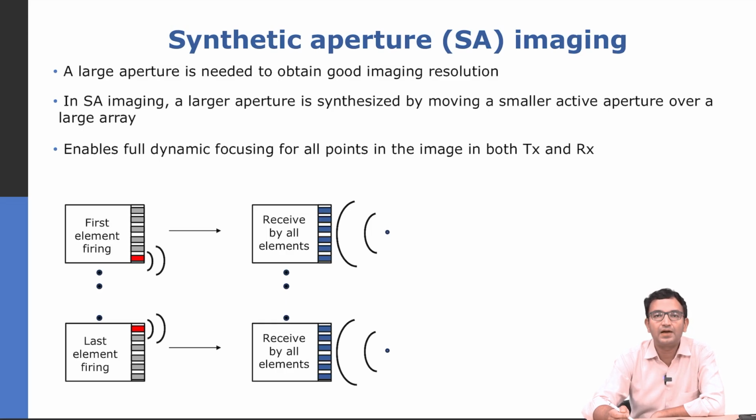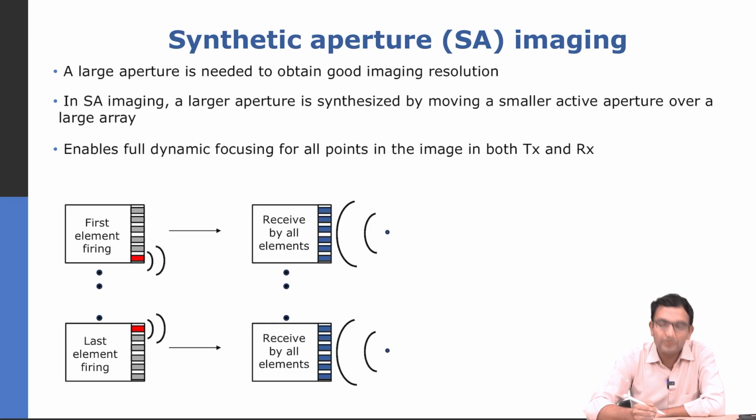So what is synthetic about this synthetic aperture imaging? Let's understand that. Typically when you are performing imaging, you need a large aperture to get good imaging resolution. Why is that? If you remember, there is a Fourier transform relationship between the aperture function and the pressure profile at the focus, right? So if the aperture is large, the profile at the focus will be narrower. That will give us better spatial resolution, lateral resolution to be specific, right?